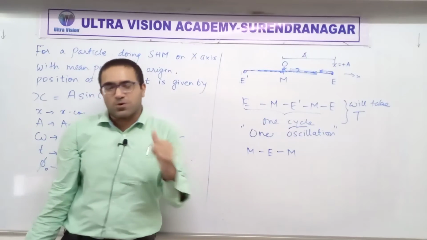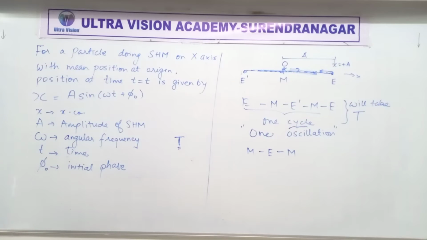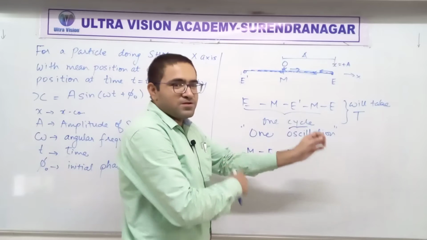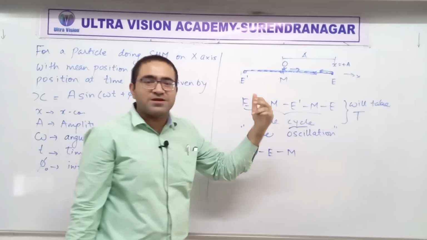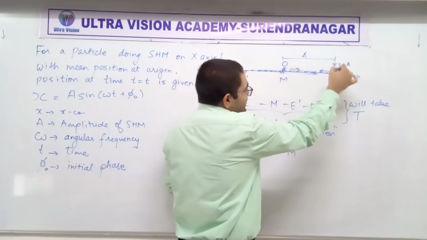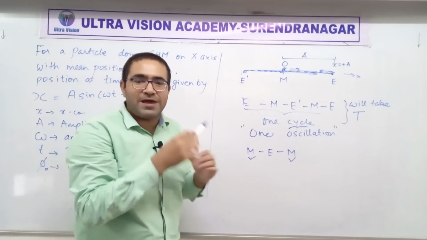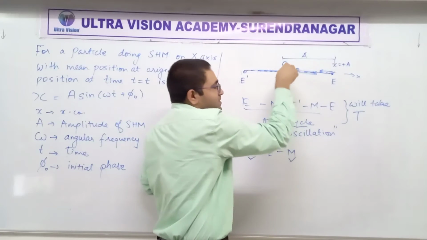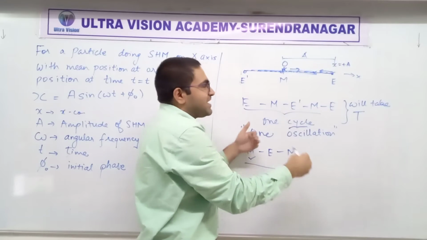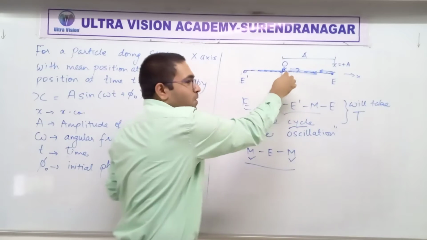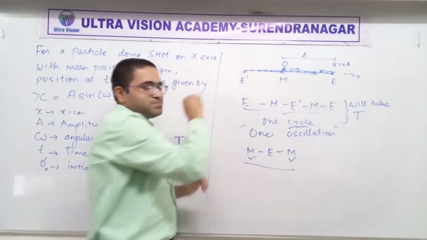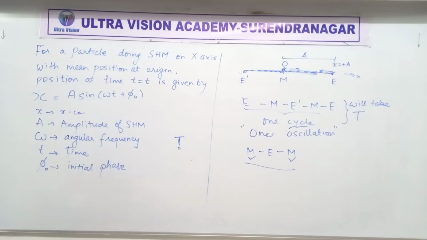Is this one oscillation? Yes or no? Would you call this one oscillation? No, this is not one oscillation, my friend. One oscillation would mean a complete cycle is repeated. So for example, here it's going from M to E to M. Okay, you might be thinking, sir, it's back in M. Yes, I agree, it's back to the point M, mean position. But after that, what will it do? Will it repeat what it just did, or will it do something else? After going from M to E to M, where will it go? Will it go back to E, or will it go to E dash?